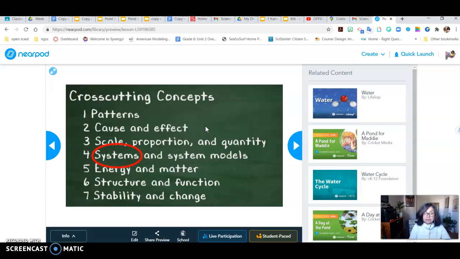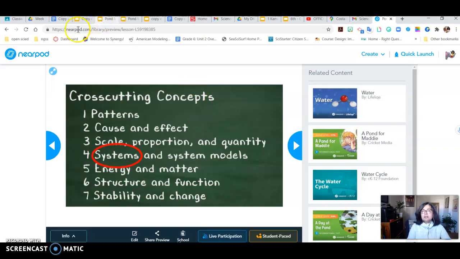We are learning about cells now. So we're all done with systems, and we're going to start with cells and look at the cell as a system itself. A cell is the tiniest part of a living thing.